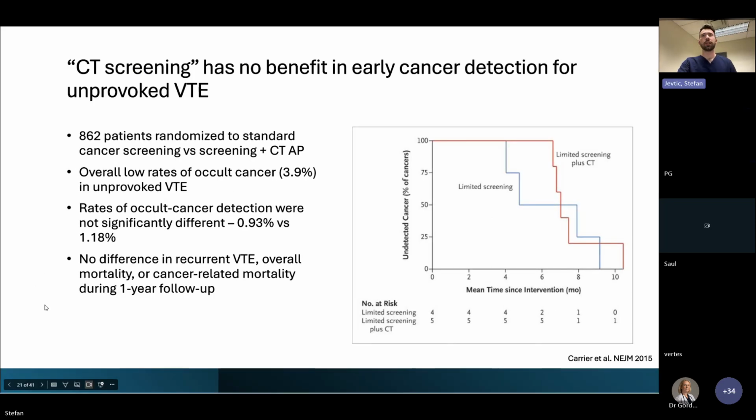One acquired thrombophilia I do want to mention separately is cancer screening. We see this quite a bit where a patient comes in, generally young, with an unprovoked VTE and no clear secondary cause. The next step is to send them for a CT chest, abdomen, and pelvis to rule out malignancy. Is there any benefit to actually detecting cancer with this strategy?